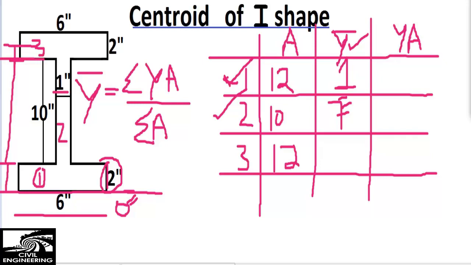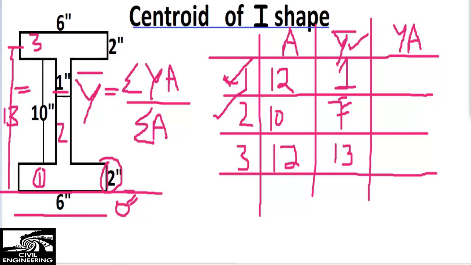13 inches. I'm again writing it here for you, drawing it here, that the centroid of the third object will be this 2 inches plus 10 inches plus 1 inch, so it comes out to be 13 inches, the whole centroid of the third object. 13 inches I wrote here.